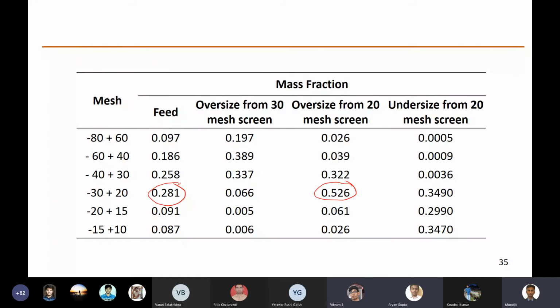So we don't need cumulative, right? Because it's only a range, and this is our product. So we don't need a cumulative value here. In the last problem, we needed a cumulative value because our product was all the material above 1.5 millimeter in size. But here the product is a range. Is that clear to you, why we don't need a cumulative value here? Because our product itself is a fraction. It's not a range, it's a fraction only.